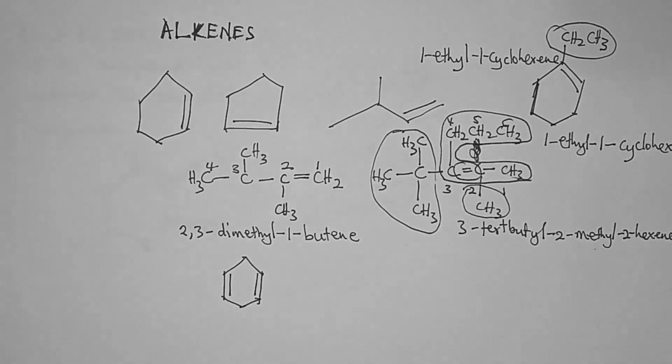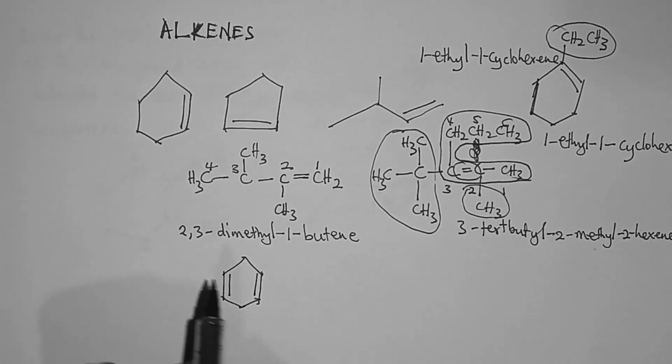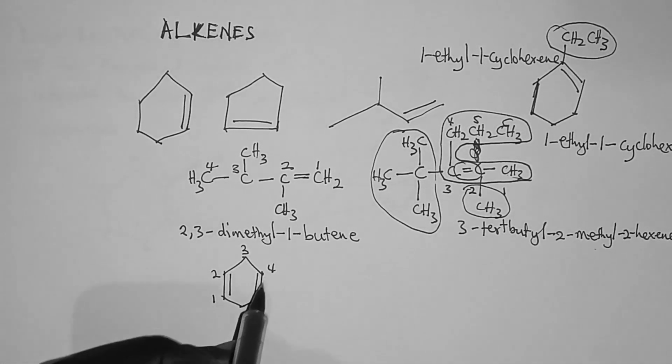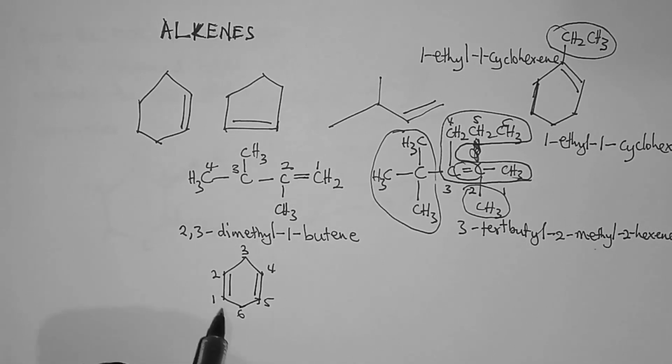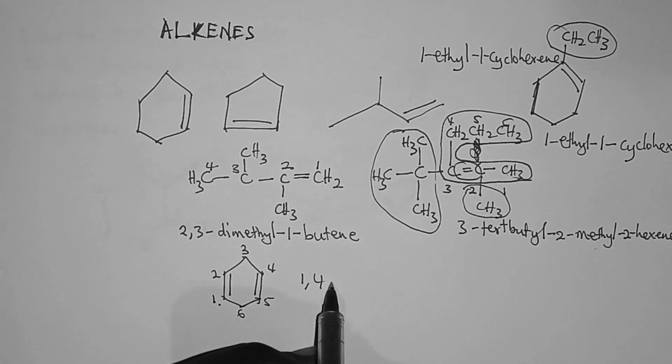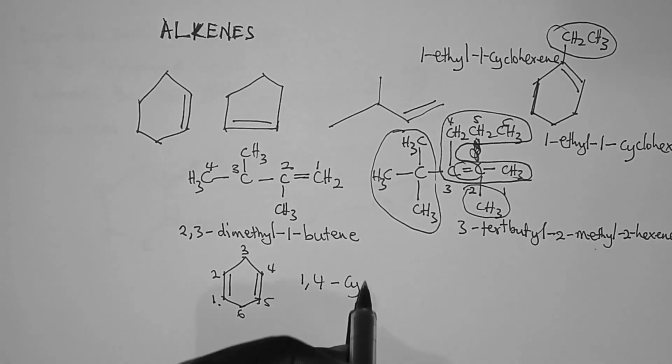Let's also consider this molecule. You can pause the video and try naming it. So let's assign numbers to the carbon atoms. This is 1, 2, 3, 4, 5, 6. So because there are 6, this is cyclohexene. However, there are two double bonds, and therefore it is a diene. We need to indicate the positions of the double bonds. The double bonds are on carbon number 1 and carbon number 4. So this becomes 1,4-cyclohexadiene.